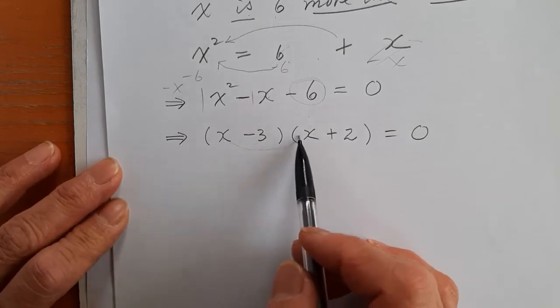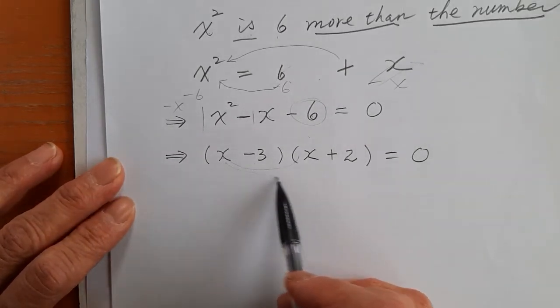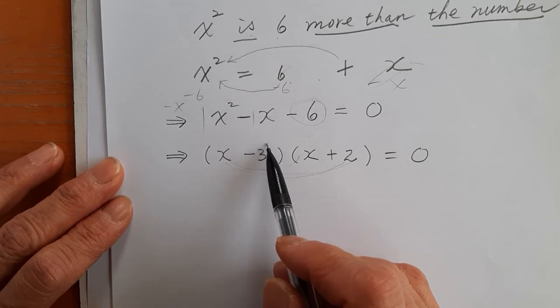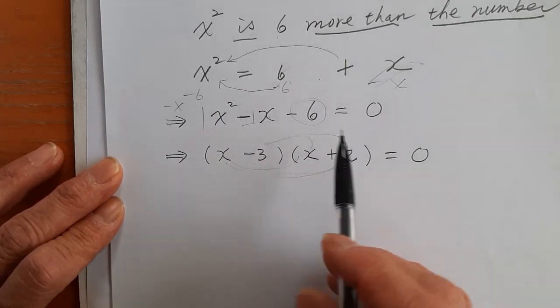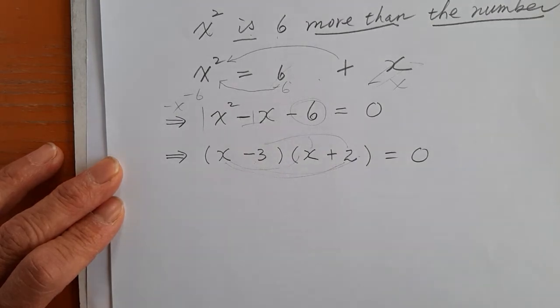x times x is x squared. 2x, the outer term product, and the inner term product, negative 3x, add together to make negative x. The last term product, negative 3 times 2, is negative 6.